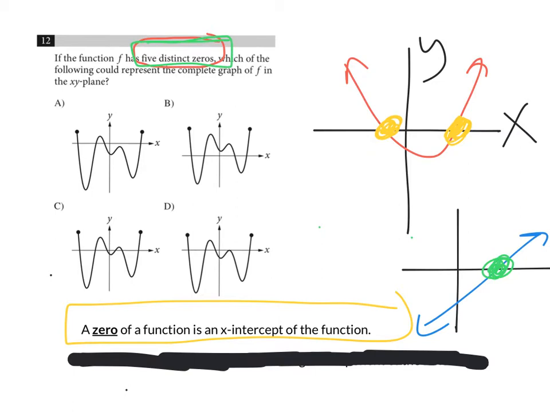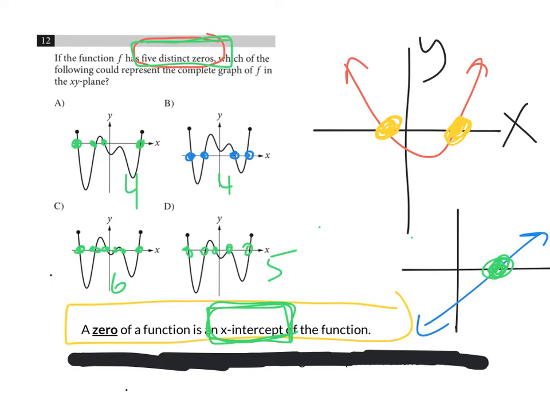Look at each of the graphs and look at the x-intercepts. For letter A, it has 1, 2, 3, 4 x-intercepts. Letter B, it has 1, 2, 3, 4 x-intercepts. Letter C has 1, 2, 3, 4, 5, 6, and letter D has 1, 2, 3, 4, 5.